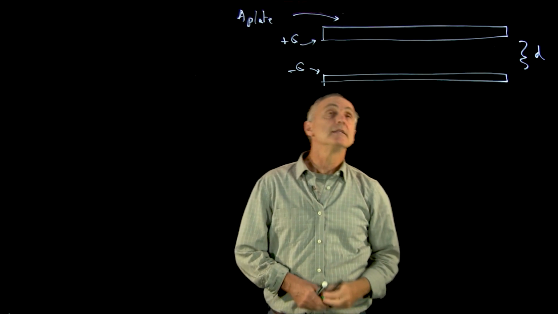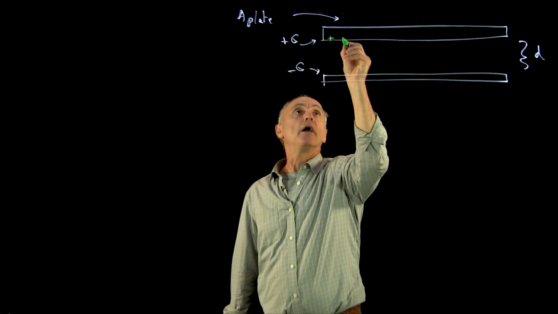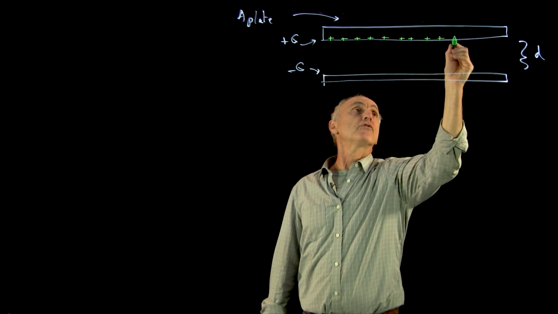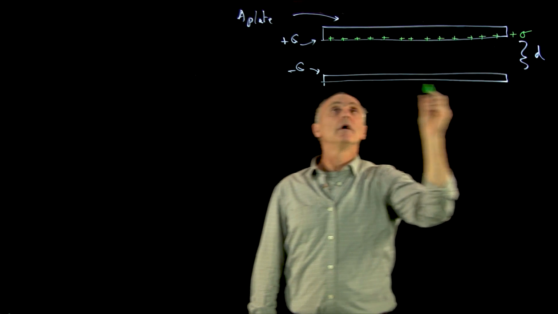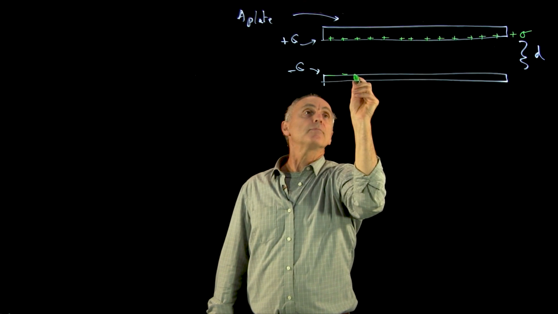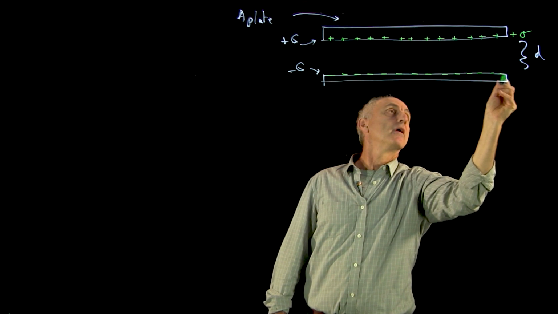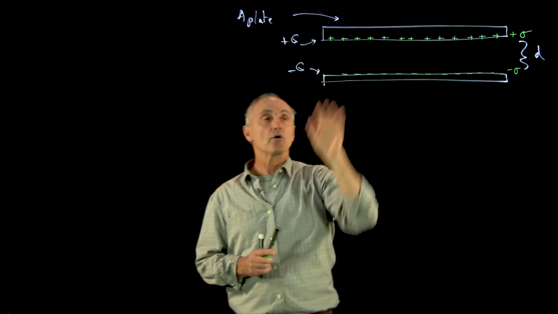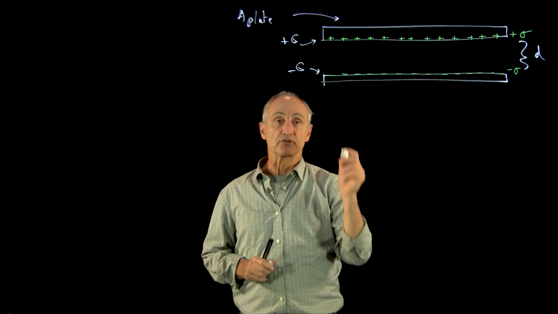Now, what we know is that the charges on the positive plate will appear on the lower surface, and that will give a plus sigma. And the charges on the negative plate will appear on the surface between the plates, minus sigma. And this is an example, the simplest example, of a parallel plate capacitor.